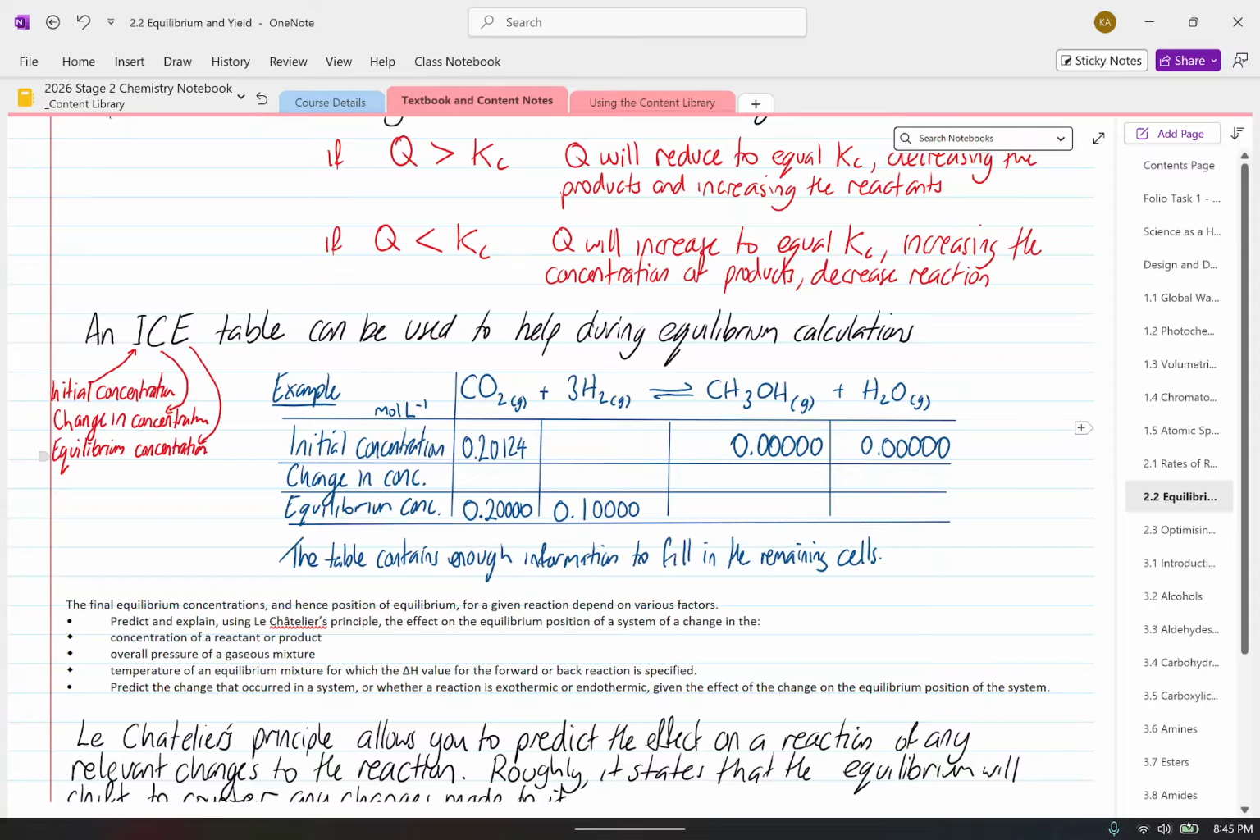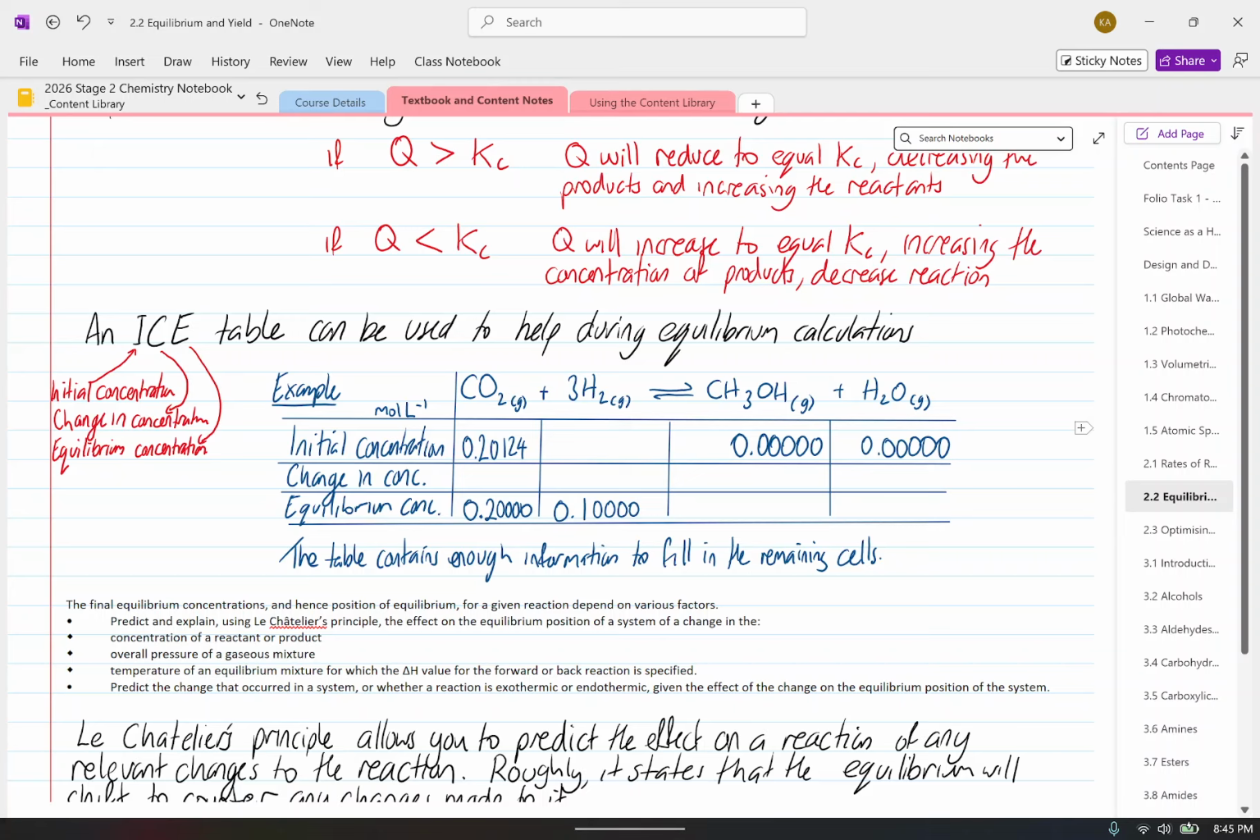So I'll get my pen out. On my computer, I've got a calculator because I'll be needing it. This particular reaction is carbon dioxide reacting with hydrogen to form methanol and water. We're given a few values. The initial concentration of our carbon dioxide is 0.20124 moles per litre. And our final, equilibrium concentration, once the reaction has stopped, is 0.20000.